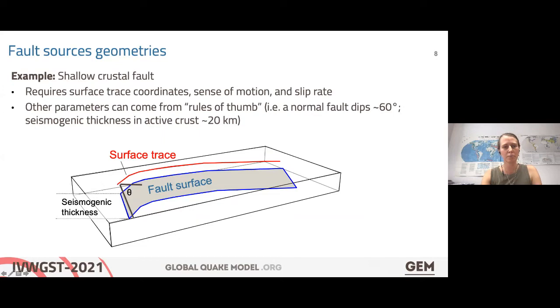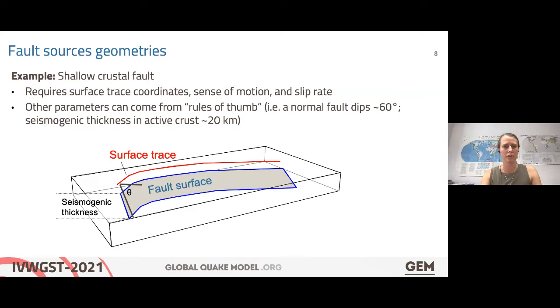If we know these parameters, we have enough to come up with the other necessary parameters using some rules of thumb, like that normal faults dip at approximately 60 degrees, or that the seismogenic thickness in active shallow crust is around 20 kilometers. And together we can take this information and convert the fault trace into a fault surface.